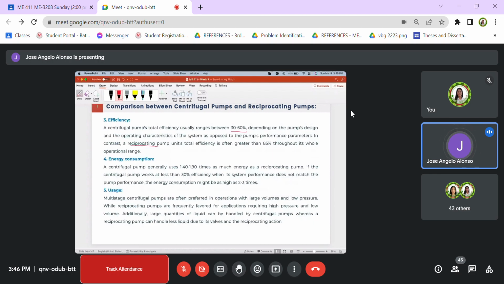While for the usage, multi-stage centrifugal pumps are often preferred in operation with large volumes and low pressure, while reciprocating pumps are frequently favored for applications requiring high pressure and low volume. Additionally, large quantities of liquid can be handled by centrifugal pumps, whereas a reciprocating pump can handle less liquid with these valves and reciprocating action. So when it comes to usage, desirable to use will be the centrifugal pumps.